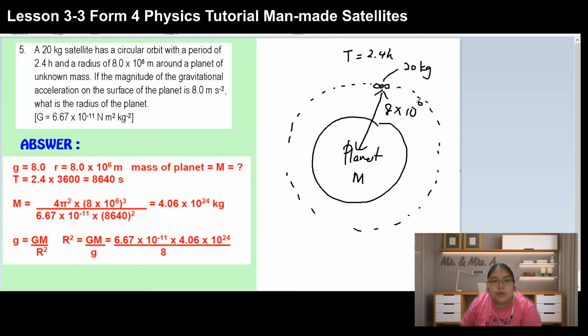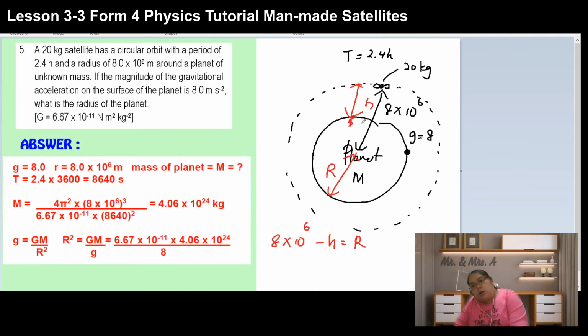After that, they told you the gravitational acceleration on the surface of the planet. That means this part, the gravity is 8. Now the question finally they want to find out is the radius of this planet. Normally we take the 8 times 10 to the power of 6 minus the h, then we know the r. This one is the h. So from here we do know the h.